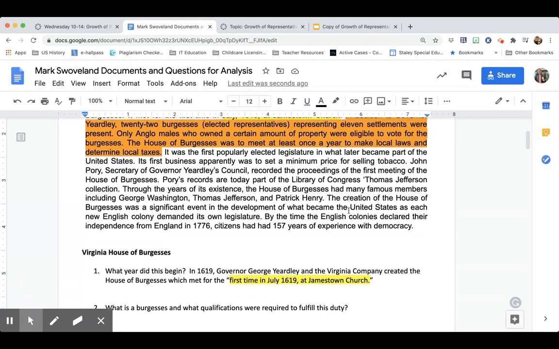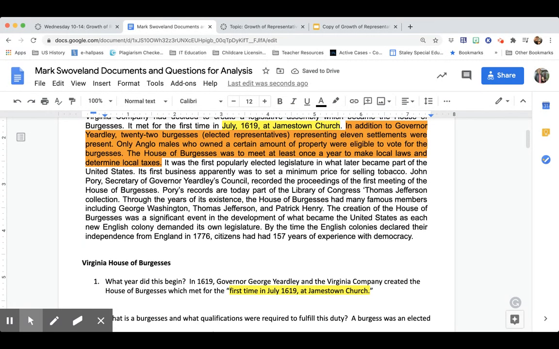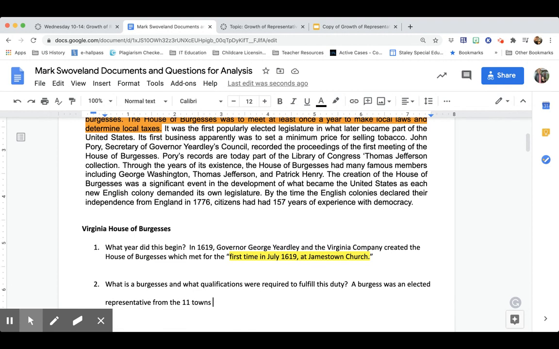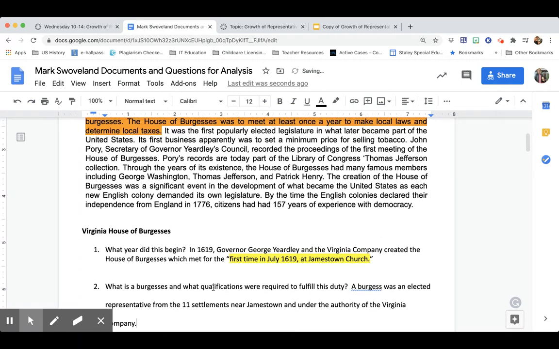Okay, so let's go. What is a burgess and what qualifications were required to fulfill this duty? All right, so we know that a burgess was an elected representative from the 11 towns or 11 settlements near Jamestown and under the authority of the Virginia Company, right? Because these are towns that are representing the Virginia Company.